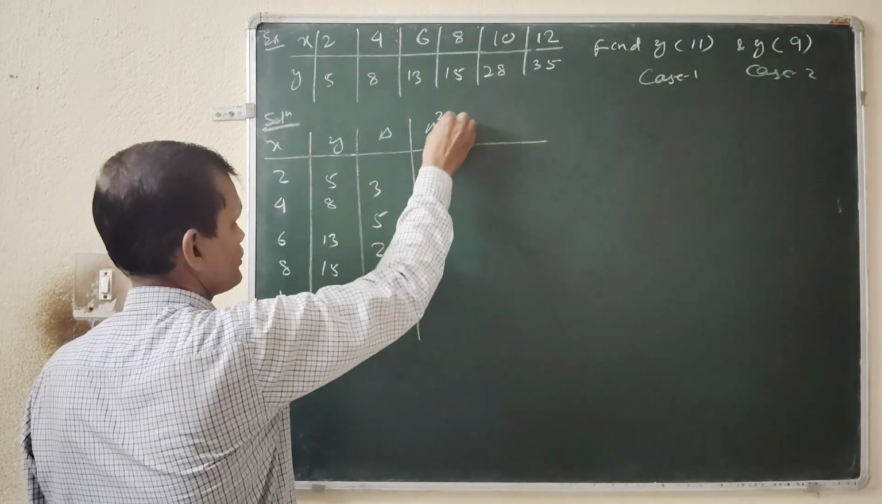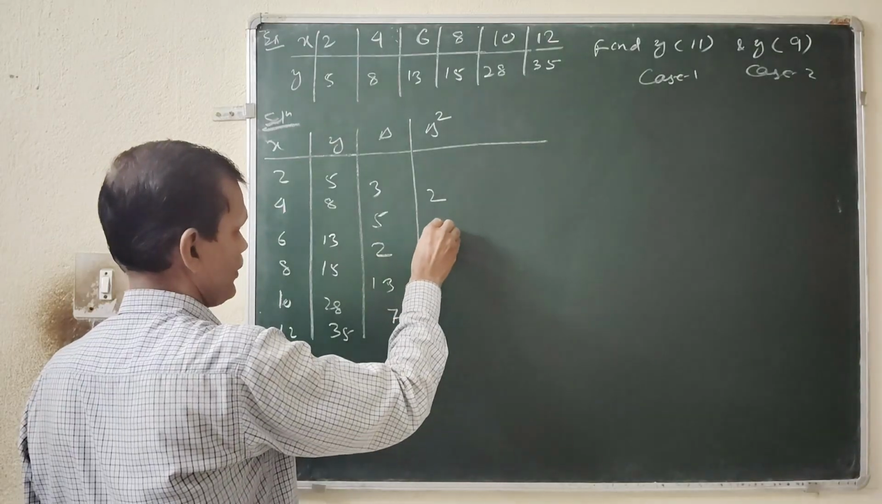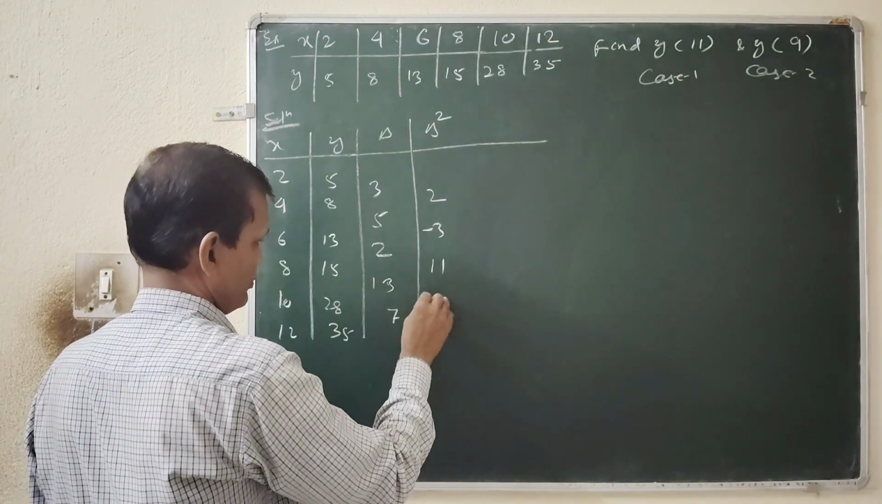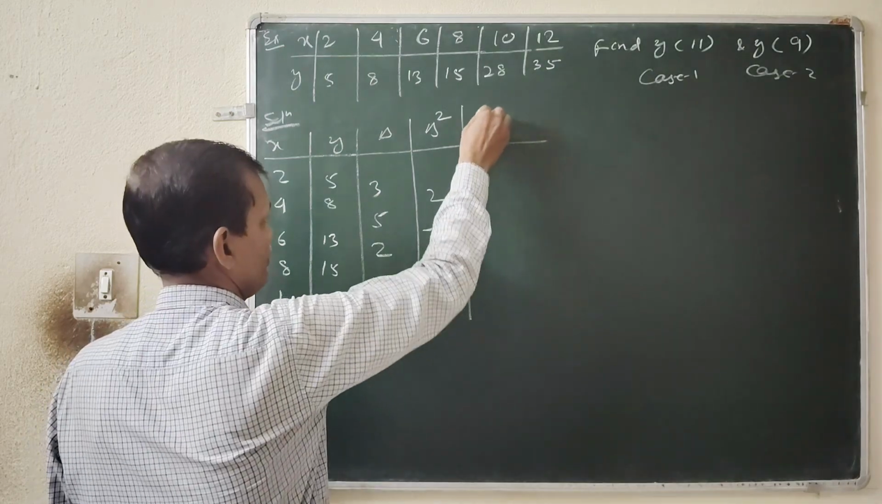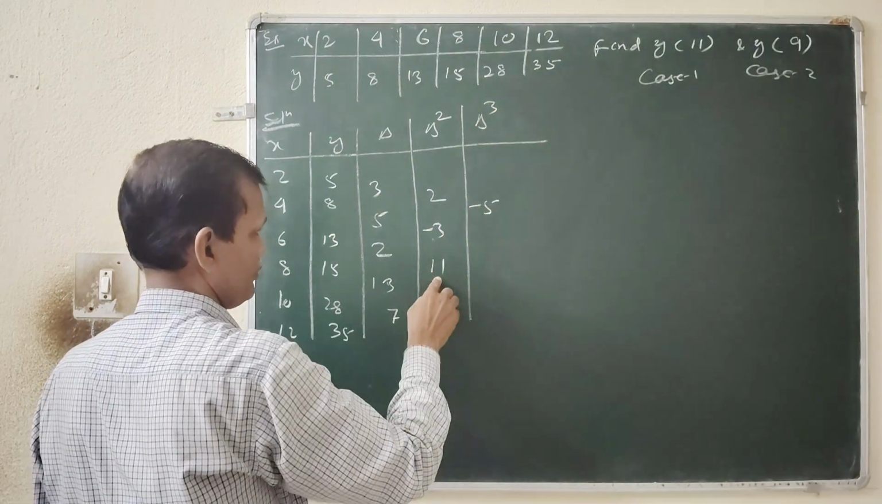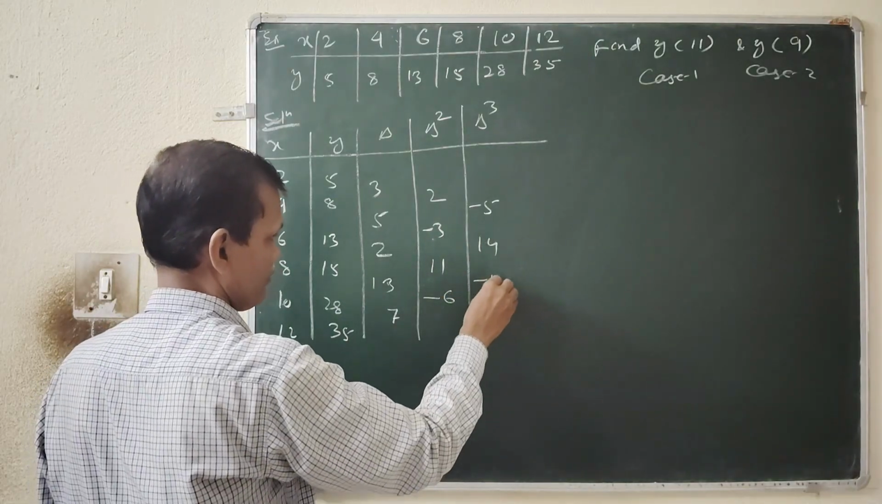Then you write the second order. 5 minus 3, 2. 2 minus 5, minus 3. 13 minus 2, 11. 7 minus 13, minus 6. Then you write delta cube. Minus 3 minus 2, that is minus 5. 11 minus of minus 3, 14. Minus 6 minus 11, minus 17.